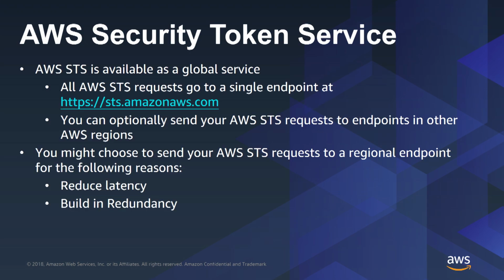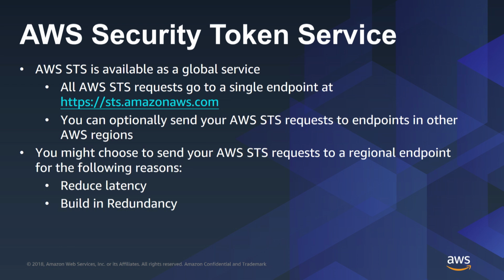The AWS Security Token Service has a default endpoint of https://sts.amazonaws.com that maps to the US East, North Virginia region. Additional regions are available and are activated by default. You can optionally send your AWS STS requests to endpoints in different AWS regions. You might choose to send your requests to a regional endpoint for the following reasons.